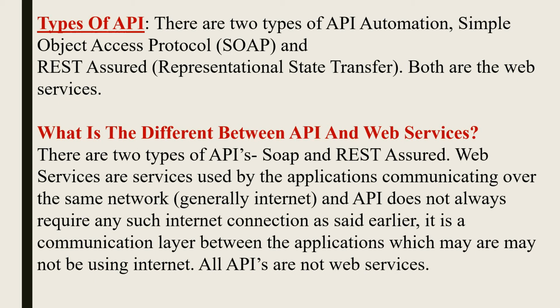Web services are services used by applications communicating over the same network, generally the internet. An API does not always require any such internet connection, as said earlier. It is a communication layer between applications, which may be, for example, a Windows application, or an application that needs data, right? That also requires an API, wherein you are communicating through the database also. So there's some backend application to get the data from. All APIs are not web services. This is very important. I'll just take a pause because I speak fast, so you can take a screenshot of it.